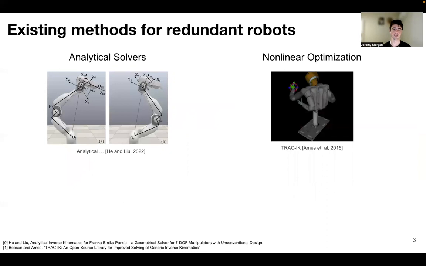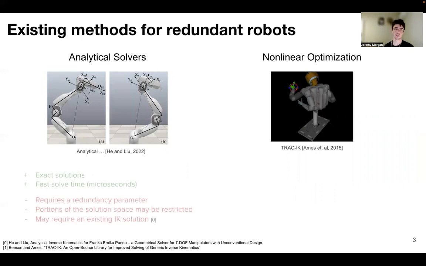Current solutions can be broadly classified into two groups, those that analytically solve the problem and those that perform a nonlinear optimization. Analytical solvers work by analyzing the robot's geometry in order to find analytic expressions that can be solved to yield IK solutions. The benefit of these methods are that you get an exact solution very quickly, for example, within microseconds. However, the downsides are that a redundancy parameter needs to be set, that portions of the solution set may be unavailable due to the use of predefined values that are used to handle the case of infinite solutions, and that certain solvers require an existing solution.